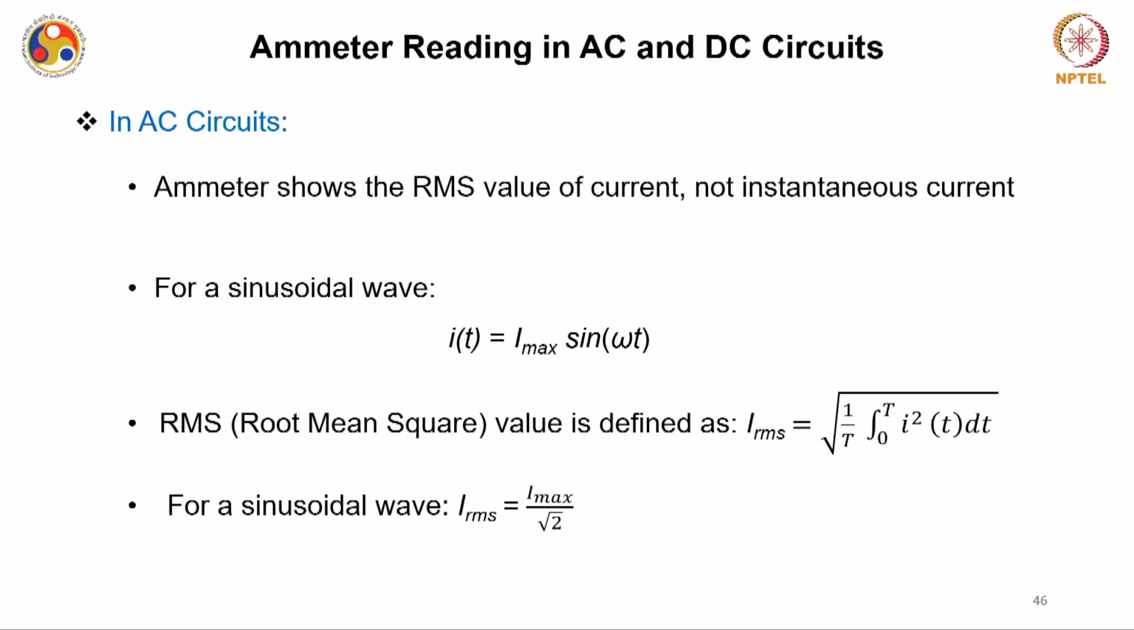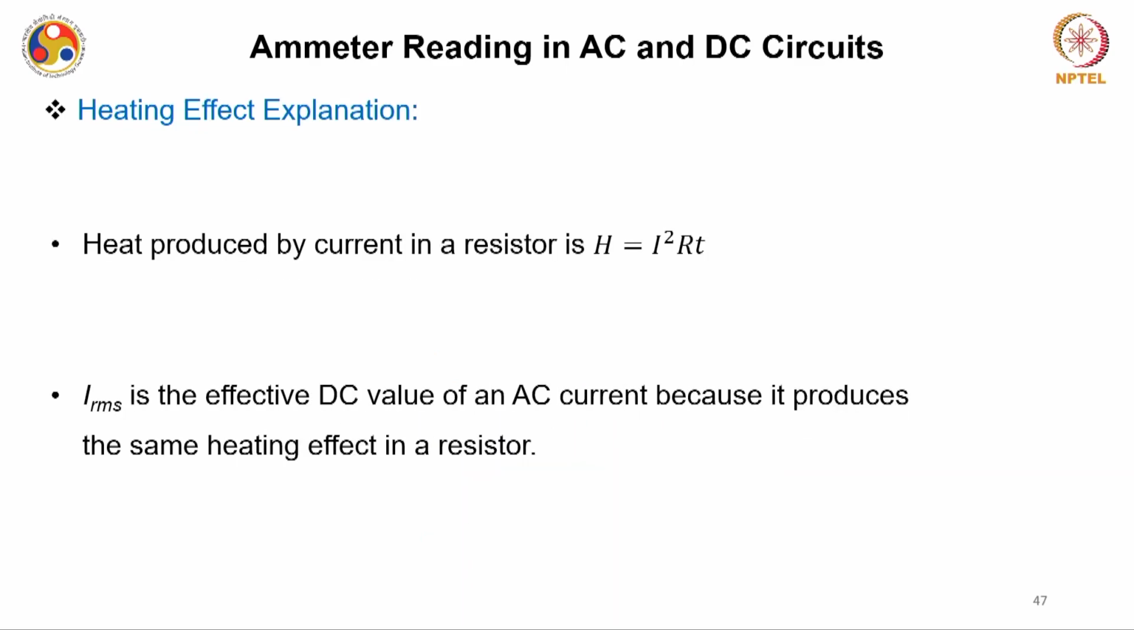The ammeter shows the RMS value of the current, not the instantaneous current, for AC circuits. For example, for a sinusoidal wave having the equation i equal to I max sin omega t, the RMS value can be defined like this, and the RMS value for this sine wave is given as I max by root 2, as all of us know. Now this value is what is shown by the ammeter on your scale.